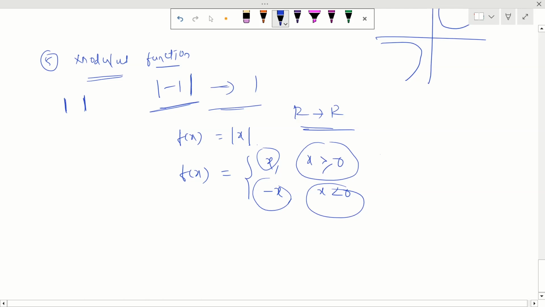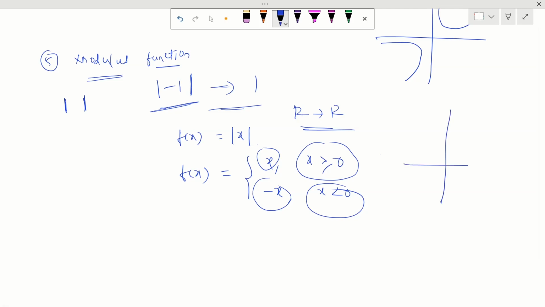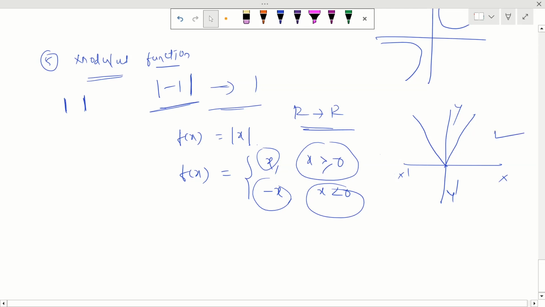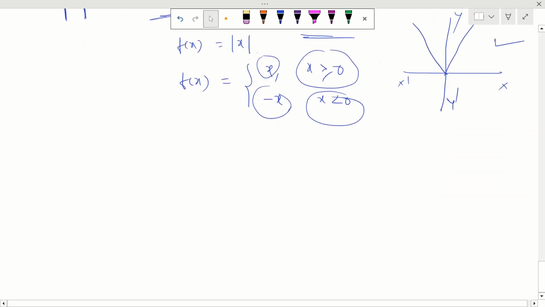So in this case, for the modulus function, we'll have a graph like this. We'll get a graph in this manner, with the x dash x and y dash axes. You just remember how we get the graphs for the different functions. The modulus function gives a graph like this. Understood?